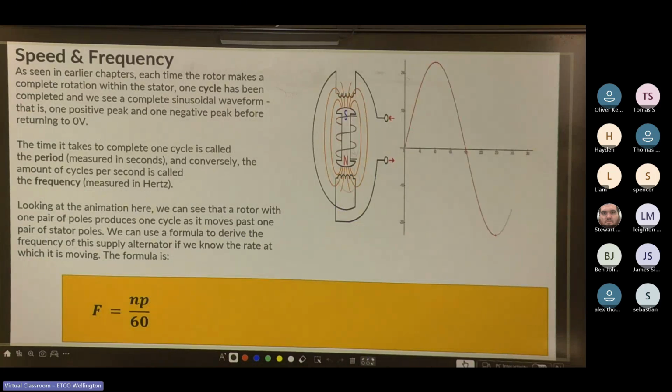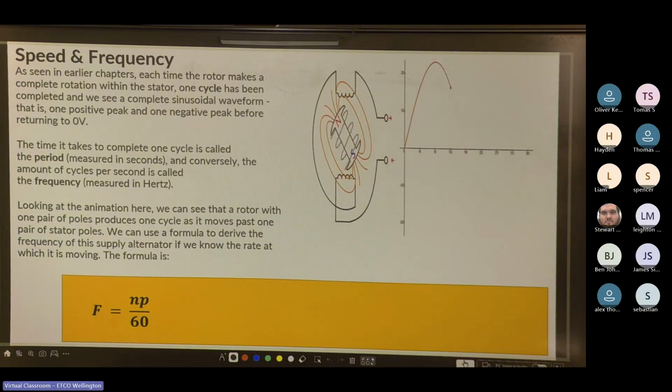Speed and frequency. As seen in earlier chapters, each time the rotor makes a complete rotation within the stator, one cycle has been completed and we can see a complete sine waveform. That is one positive peak and one negative before returning to 0. The time it takes to complete one cycle is called the period, measured in seconds. Conversely, the number of cycles per second is called the frequency, measured in hertz.